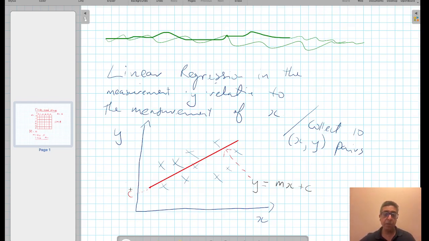So for example, we will choose a value over here. At this value of x we haven't got an observation, but we know with confidence we can draw a line from the x-axis up to find the intercept on that red line, and then we can simply read off the corresponding value of y. So we can use this model to make predictions.